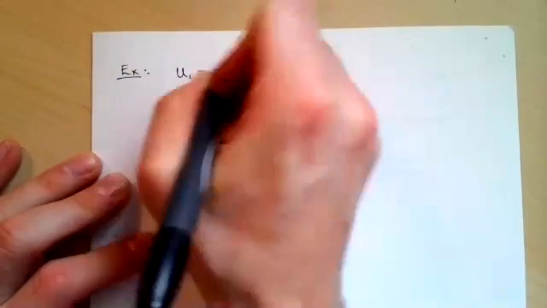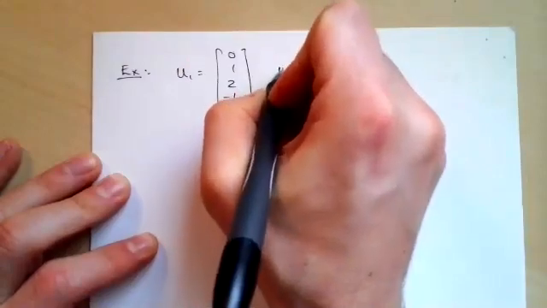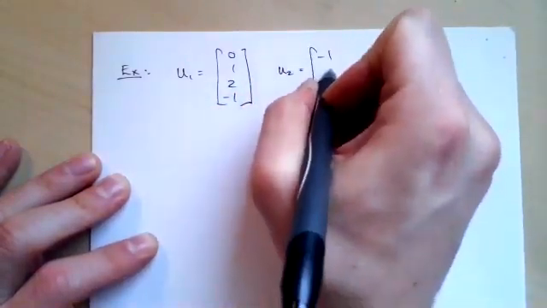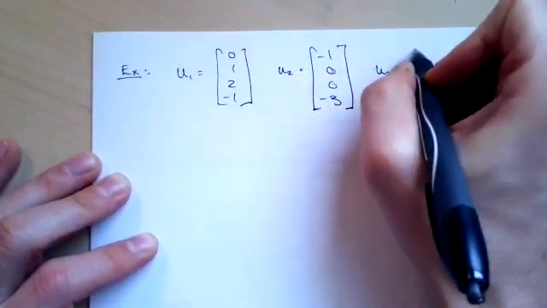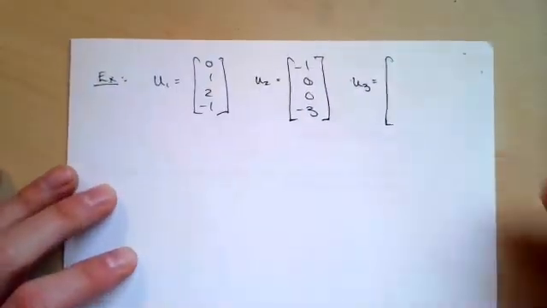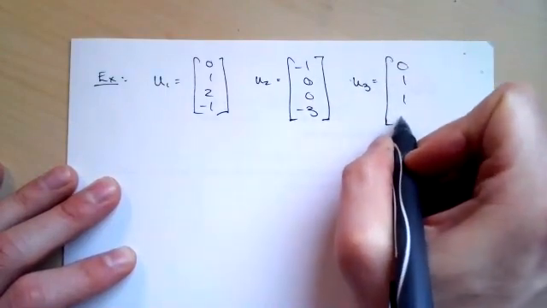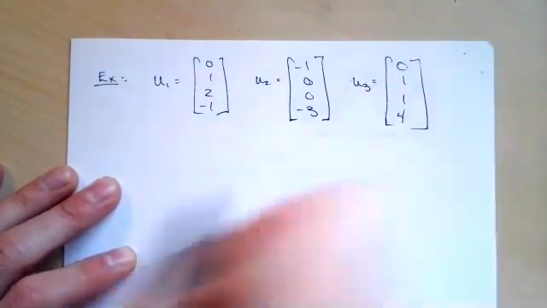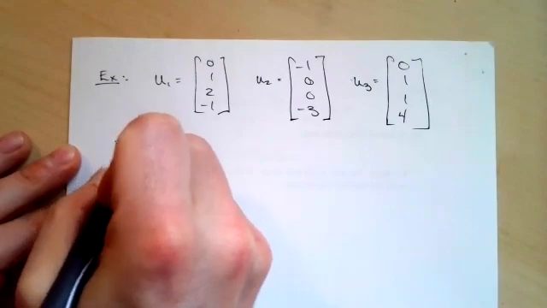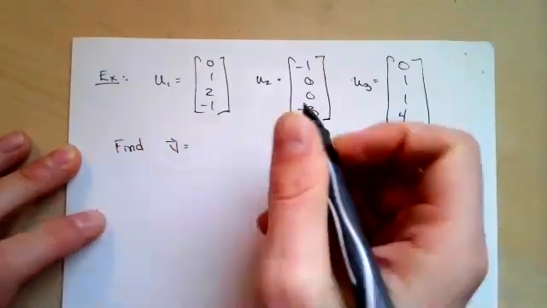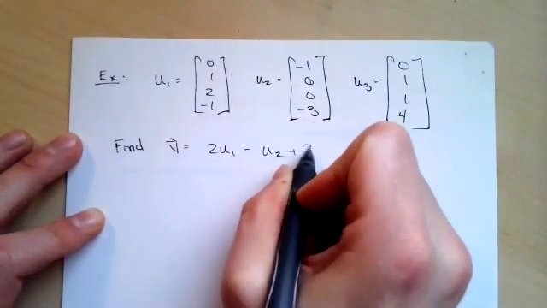Let's say u1 is (0, 1, 2, -1), u2 is (-1, 0, 0, -3). Let's say u3 is, let's say, (0, 1, 1, 4). Then we could say, find v equal to 2u1 minus u2 plus 3u3.